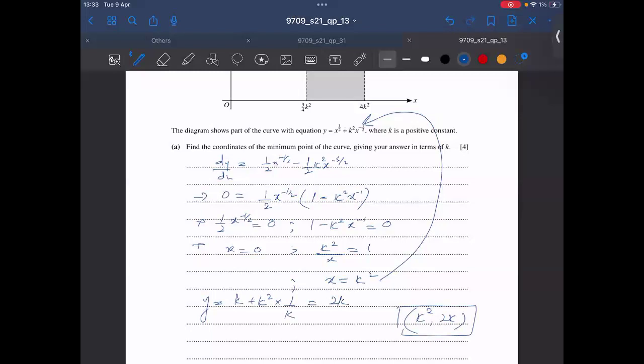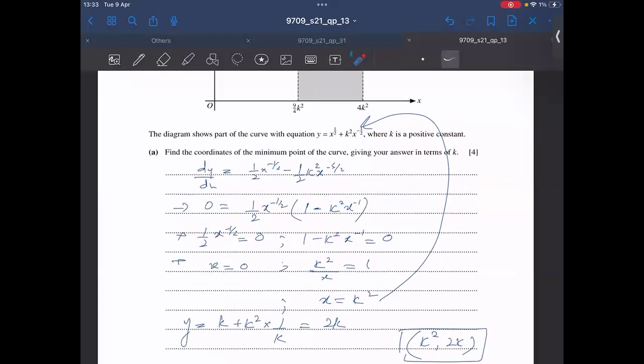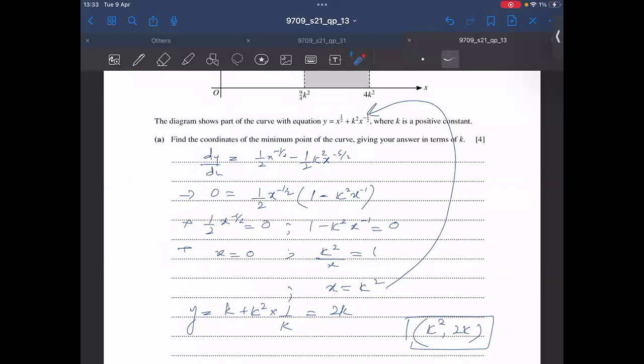And Mr. Iman Kamran and Mr. Iman Ahmed, where did the 2k come from? Yeah, I substituted x equals k square in the equation of the curve to get the y coordinate. So in place of x, this is square root of x. So square root of k square is going to be k. And then k square times 1 over square root of x, which is 1 over k. So k square into 1 over k is k, plus k, that is equal to 2k. Agreed?